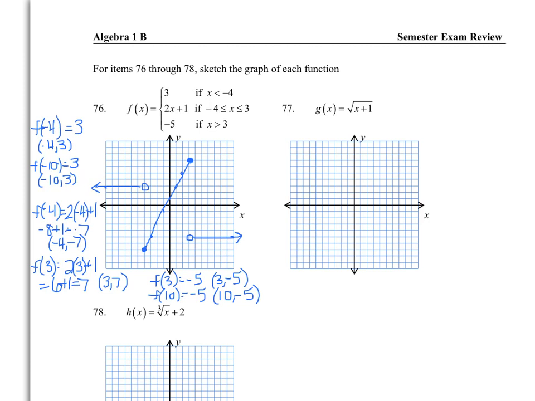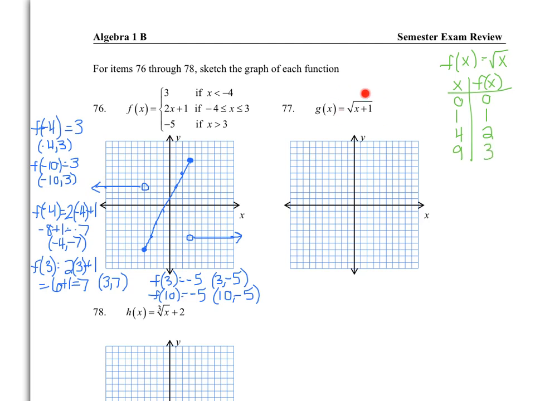For 77, g of x equals the square root of x plus 1. There's multiple ways to do this. Honestly, you can plug in points and graph it. You'll have your calculator, but I'm going to talk out how to do it by hand. f of x equals the square root of x. That's the parent function. And we know that that parent function is going to have the points 0, 1, 4, and 9, because these are all perfect squares. So the square root of 0 is 0, square root of 1 is 1, the square root of 4 is 2, and the square root of 9 is 3.